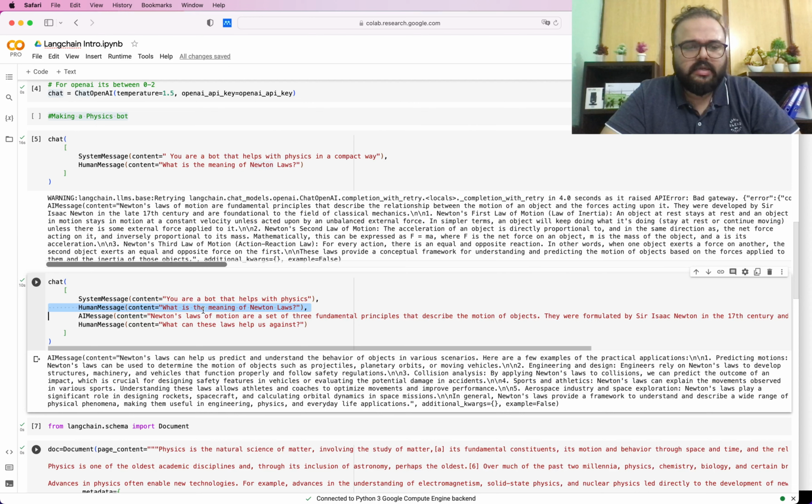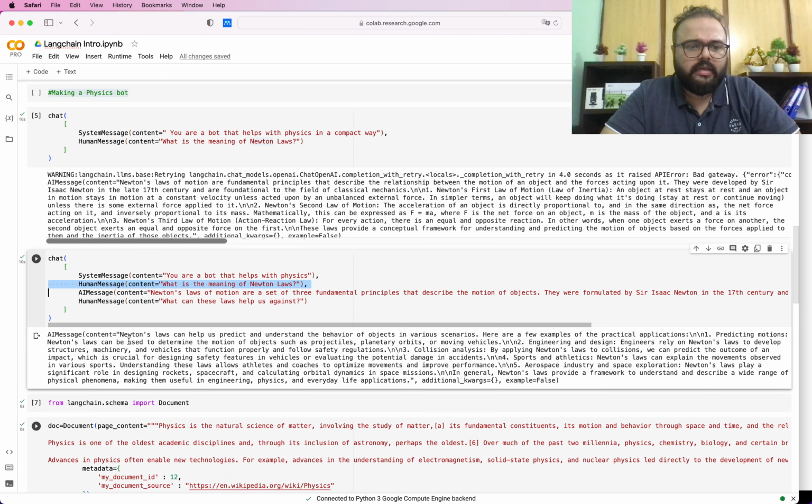Again, all of this is covered in more detail when we talk about memory, but for now it is something that we can use right away as well, right? So then we get an answer that Newton's laws can help us predict and understand. So remember, we never asked or talked about which laws we are referring to here, right? However, it remembers that we were discussing Newton's laws, and that's why it focused on Newton's laws. So again, this is a little bit of how memory works in LLMs as well, right?